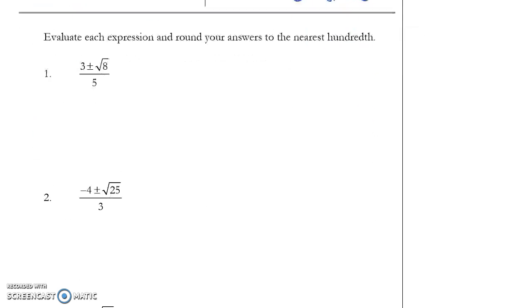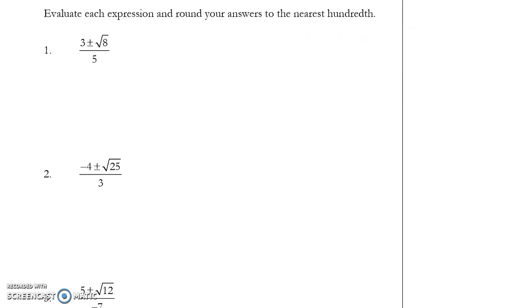So let's do a couple of examples where I'm actually going to incorporate both of them. In this case, it says to evaluate these expressions and round answers to the nearest hundredth. So remember, a hundredth is 2 decimal places. You look at the third. If the third is 5, 6, 7, 8, or 9, it tells you to bump the second one up 1. If the third decimal is 0, 1, 2, 3, or 4, you keep the second decimal place exactly the same.